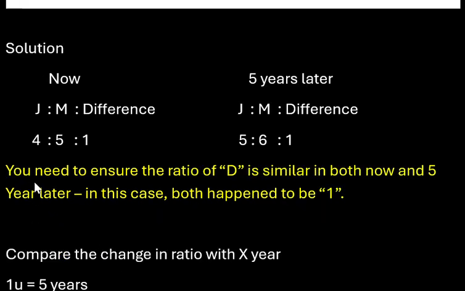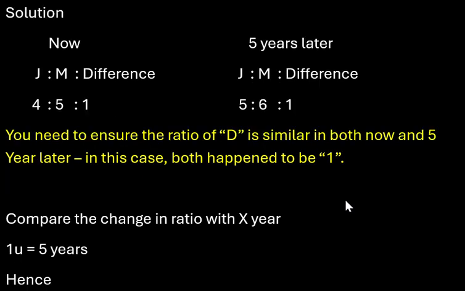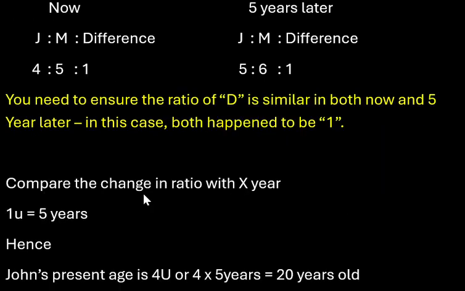Then all you need is to ensure that the ratio difference, D, is the same for both now and 5 years later. In this case, both happen to be 1. If you compare the change in the ratio from 4 to 5, or from 5 to 6, it differs by 1, and you know that 1 unit is 5 years because it's 5 years later.